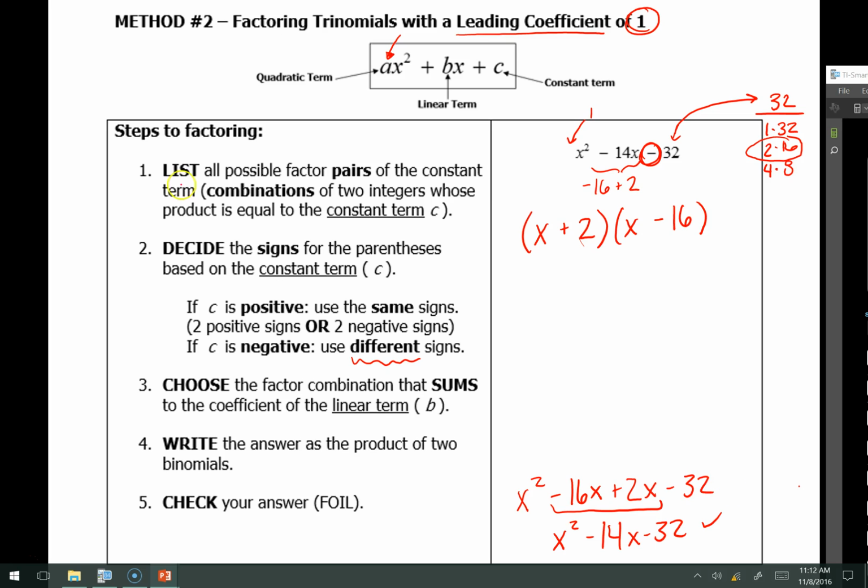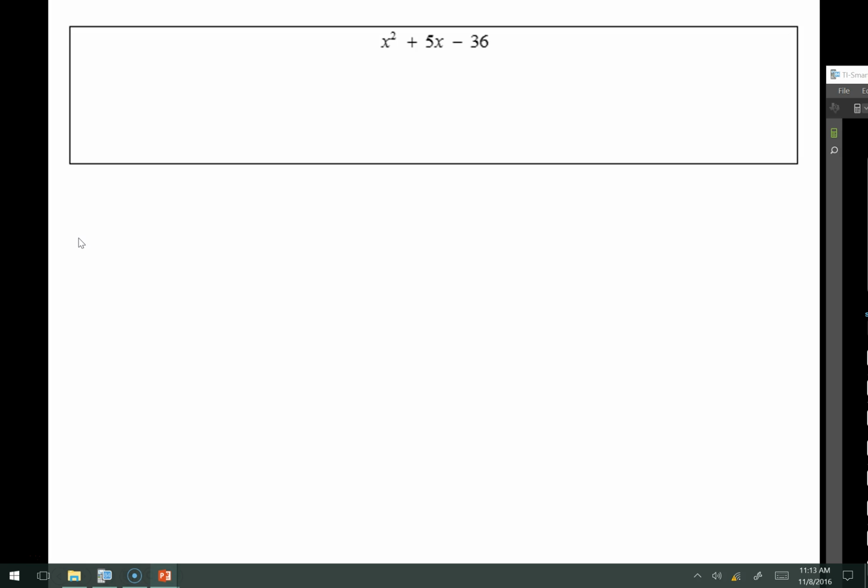So again, to recap here, you're going to list all of the possibilities. You're going to decide on the sign of your two factors, and you're going to choose the set of factors that add up to your middle term, b. You write it as your product, and then you check by foiling or distributing. Okay, so let's look at another example of this one, because this is a fair number of steps that you have to remember to get through.